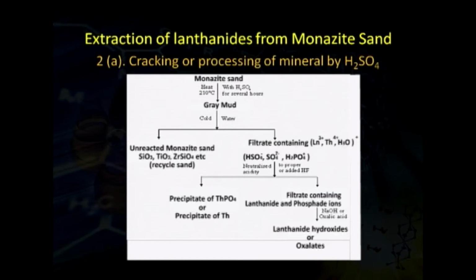This is the process of how it is separated in presence of sulfuric acid. The monazite sand is heated at 210 degree centigrade for several hours in presence of sulfuric acid, which forms a grey colored mud. Then it is treated with cold water. The untreated monazite sand contains the oxides of silica, titania and zirconia. However, the filtrate contains the lanthanum and thorium, and it is further neutralized and acidified to produce the precipitate of thorium and the oxalates of lanthanum and its corresponding hydroxide.